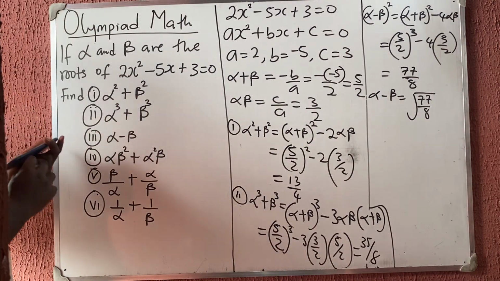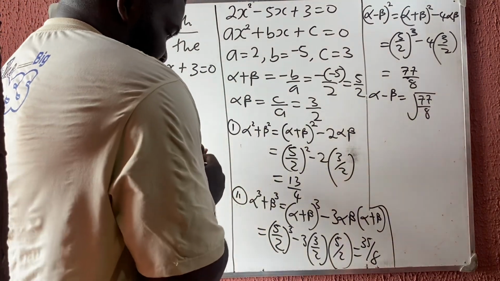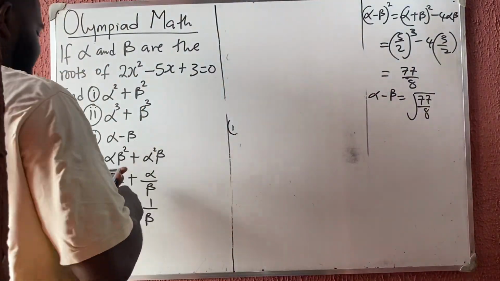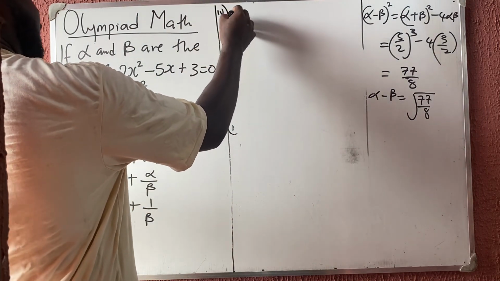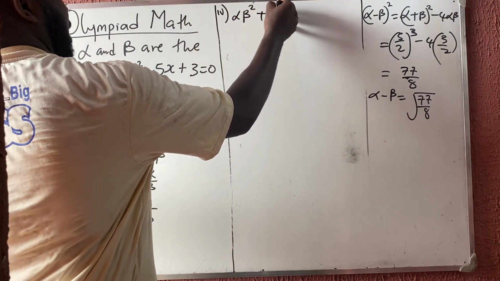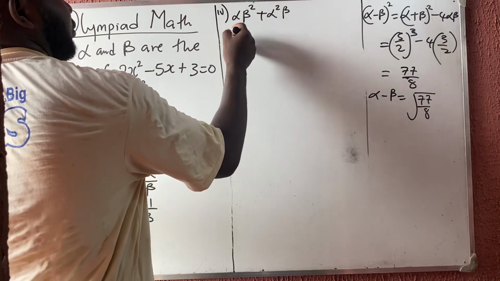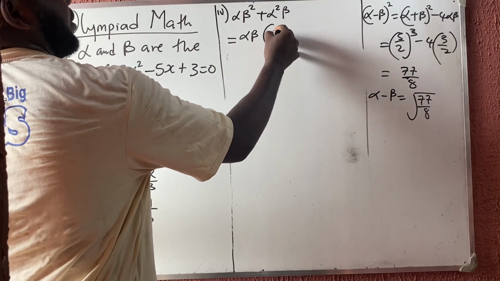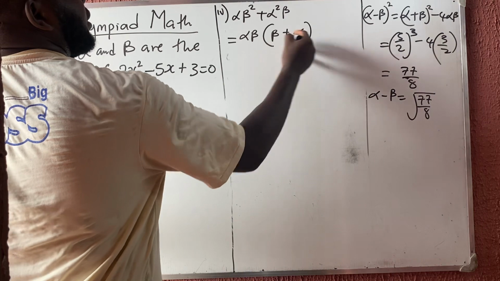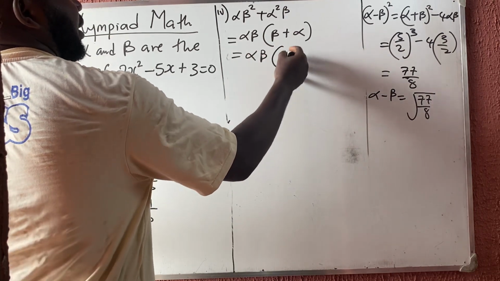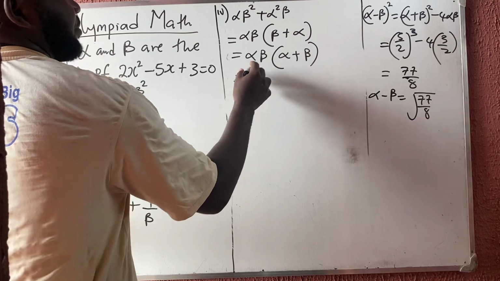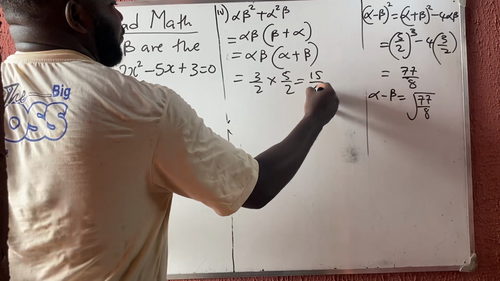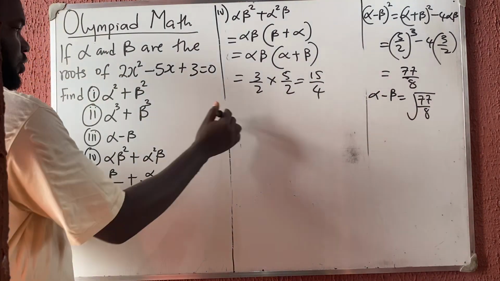Okay, so we move to the next one. Permit me to clean this. The next one they gave me is IV. They say I should find alpha beta squared plus alpha squared beta. Now this one is simply for you to factorize. You see that what they have in common is alpha beta. Then if you open bracket, this divided by this will give me beta, plus this divided by this will give me alpha. So if you arrange it, it's going to be alpha beta in bracket alpha plus beta, which is 3 over 2 times 5 over 2, which will give you 15 over 4.